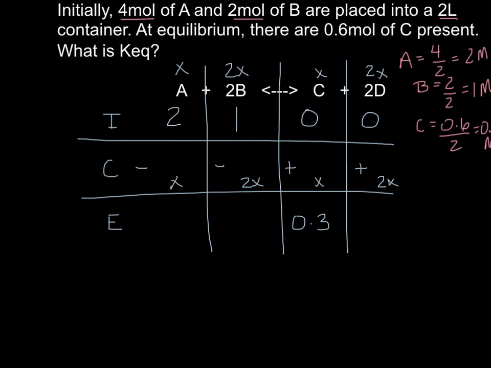Now, since they gave us one equilibrium concentration, I can actually find a numerical value for the change in concentration for C using I plus C equals E. I know that I is 0 and E is 0.3, and it's going to be a positive number in C. So 0 plus 0.3 is going to give us 0.3. Now I have a value for x. Everywhere there's an x, I can put in a 0.3. And if x is 0.3, 2x is 0.6.